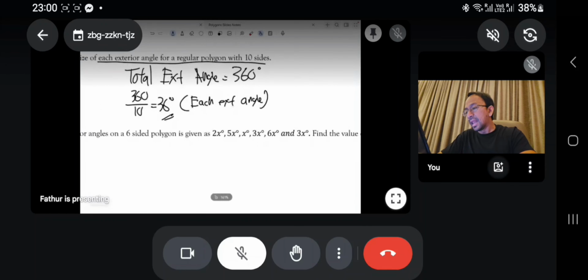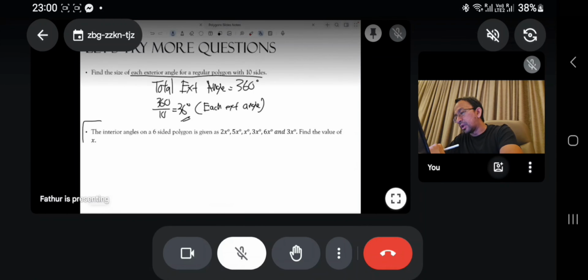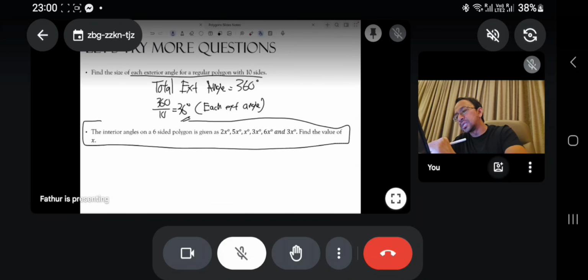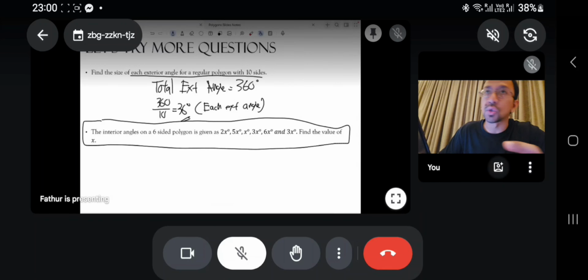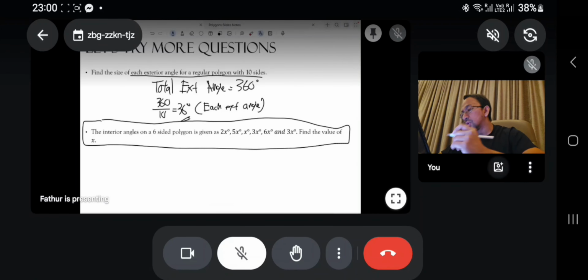Now, the last question here, this last example, is very important. There is a high chance that it will come up for your test or your exam or your WA or whatever, right? So just take note of this question. The interior angles on a six-sided polygon are given by all these angles here: 2x, 5x, x, 3x, 6x, and 3x. Wow. Okay, fine. Find the value of x. So here we are talking about the interior angles on a six-sided polygon.